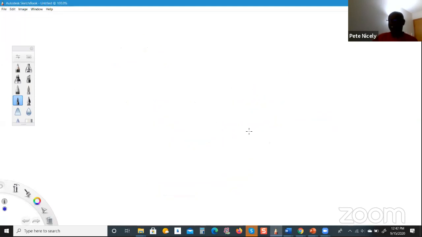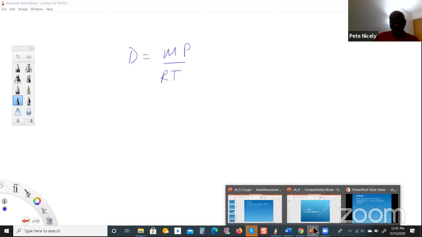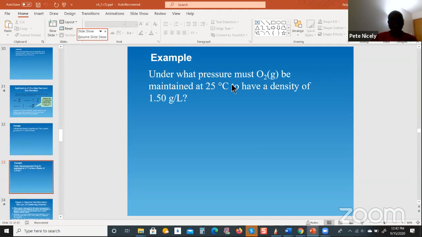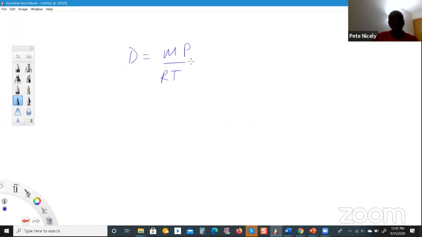Okay, so the same equation is being used, which is, as I said before, D is equal to MP divided by RT. Now, in this particular case, the question is asking for the pressure. So what we have to do is rearrange this equation to get P on one side. When you do that, you're going to end up with P is equal to D times RT over M. So all we have to do now is put the numbers in.